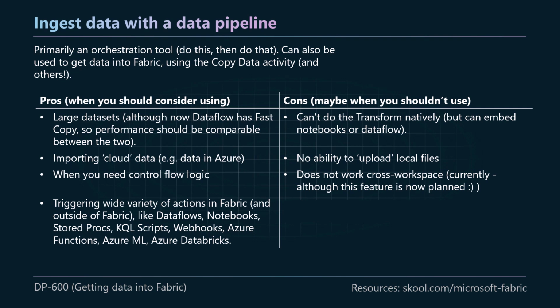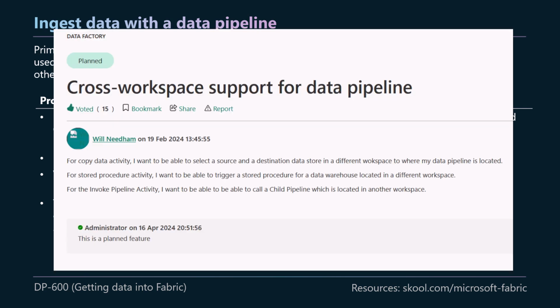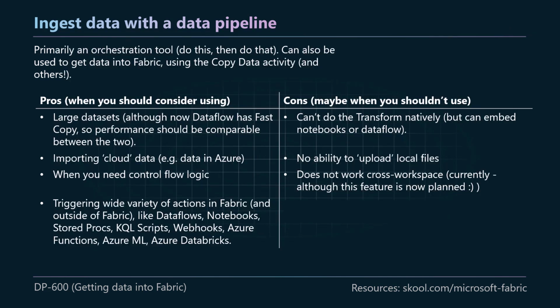Now, I did submit an idea on ideas.fabric.microsoft.com, and it is actually going to be planned now, so that's good news. So they've planned this feature. We don't know when it's going to be released yet, but they are working on support for cross-workspace data pipelines. And what we mean by that is maybe you want to bring data in from a data source and you want to write it to a destination that's in a different workspace to the data pipeline. So that currently isn't possible, but they're working on that feature as we speak.